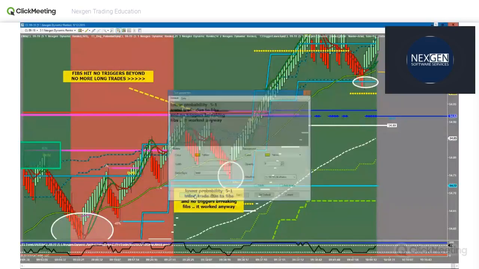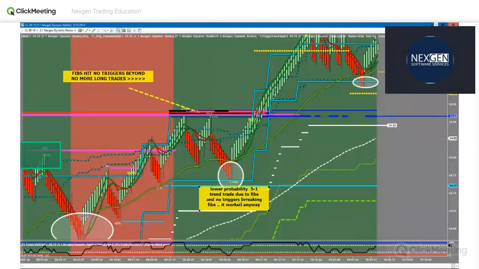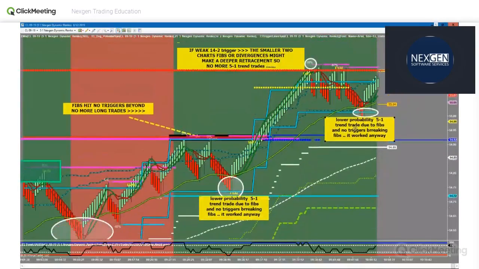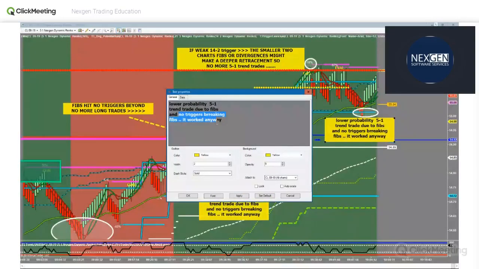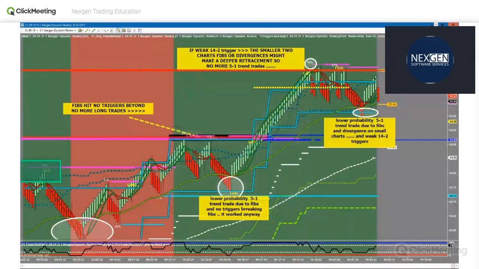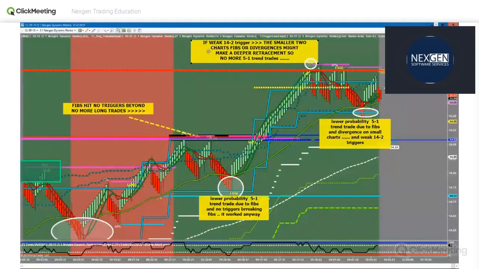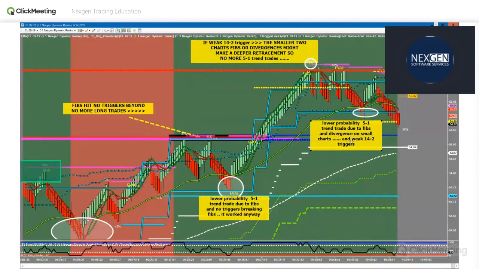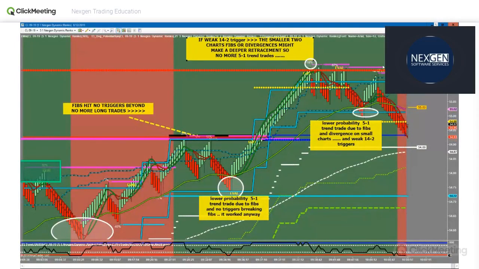Right? It worked anyway. And this one is also a lower probability trend trade due to fibs and divergence on small charts and weak 14-2 triggers. And usually, again, look, sometimes they work, sometimes they don't. When they don't work, they usually don't work very quickly.